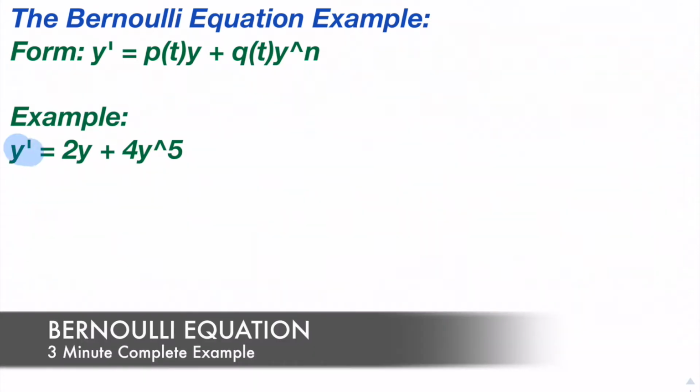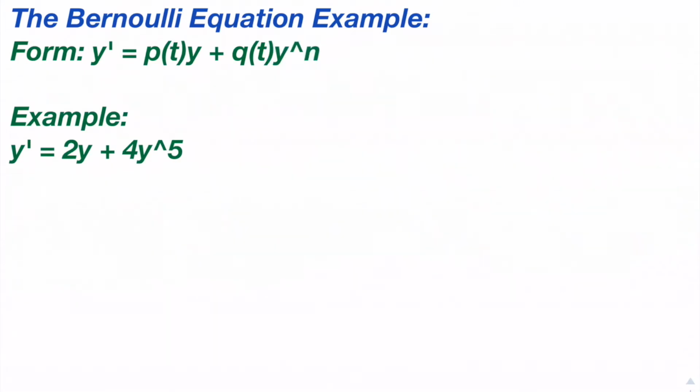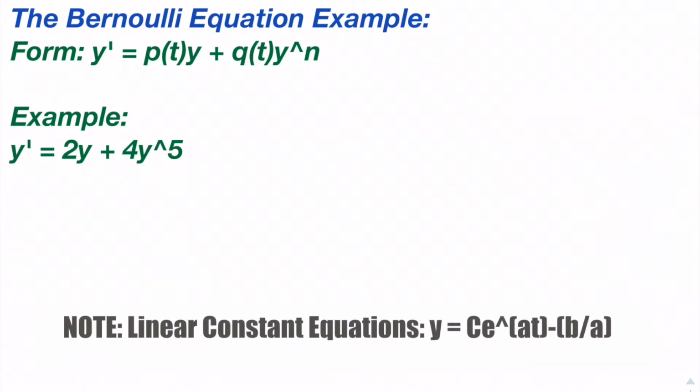We're going to be solving y' = 2y + 4y^5. We recognize that this is a Bernoulli equation because of this y^n term. That is preventing this equation from being linear. So we want to modify this equation to make it into a linear equation. From there, we can go ahead and use our linear equation techniques to solve for the implicit solution.